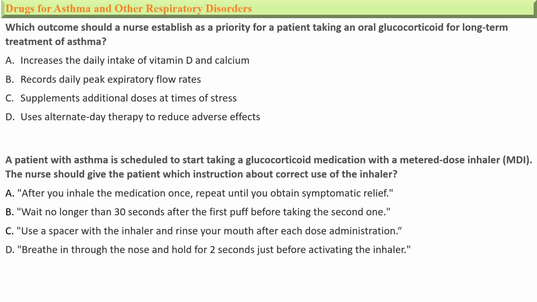The other options were alternate day dosing, or using a peak flow meter, and minimizing bone loss, because steroids affect the bone density and can lead to osteoporosis. So minimizing bone loss with vitamin D and calcium intake is important. However, it is not as important as supplemental doses of glucocorticoid at times of stress.